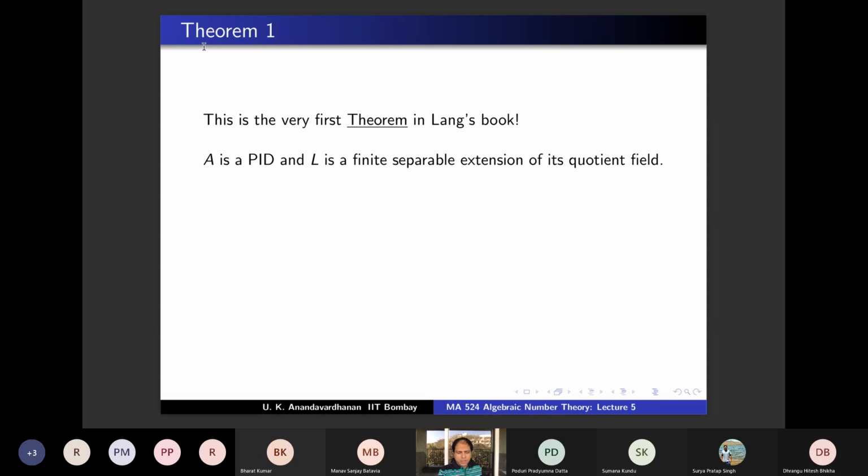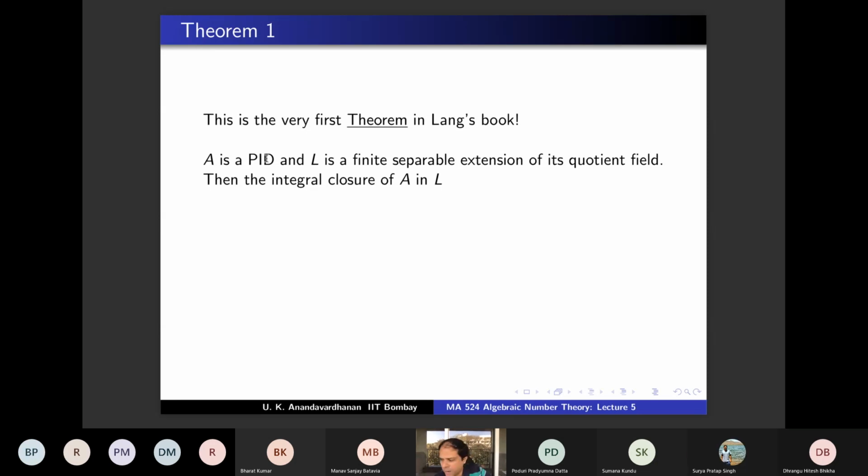This is the hypothesis. This is the assumption of the theorem. So let A be a PID and let L be a finite separable extension of the quotient field of A. Then the integral closure of A in L is, would you like to guess the result? It's a very strong result, but from what we have proved and with the extra condition that it's a PID.